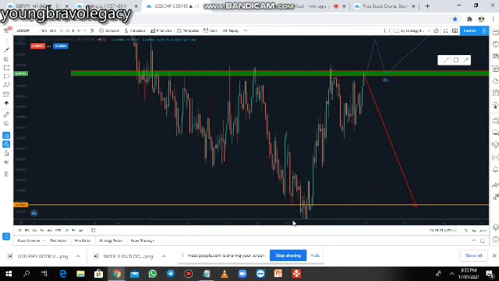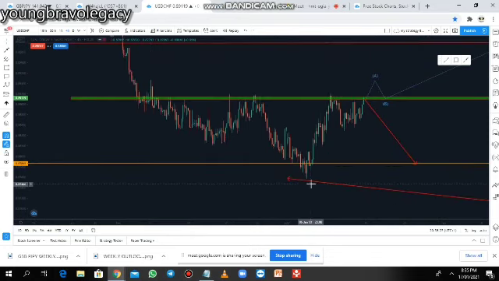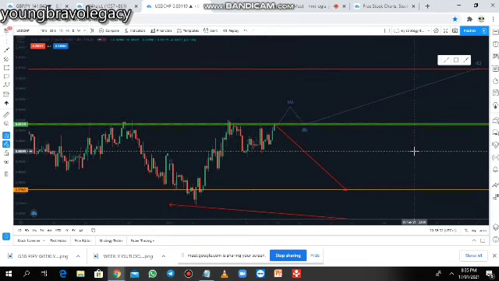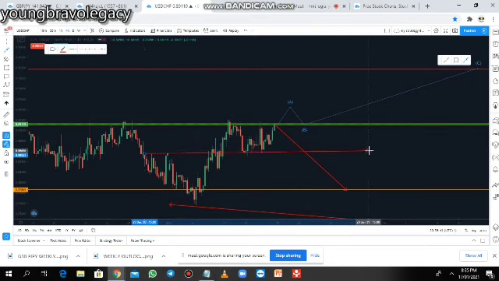Now look at the idea. I won't label this. So this is the idea. You are looking for price to reject this area and come down. This is the nearest area it can come down to.